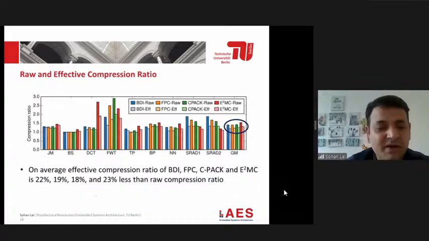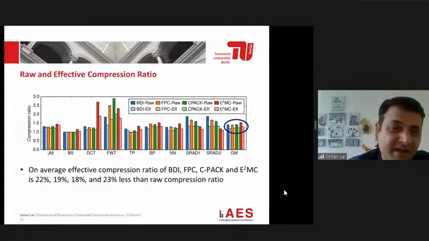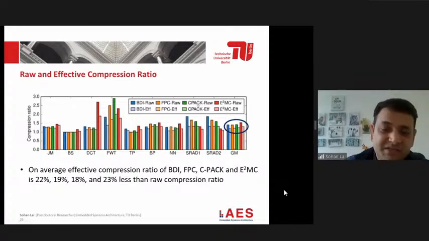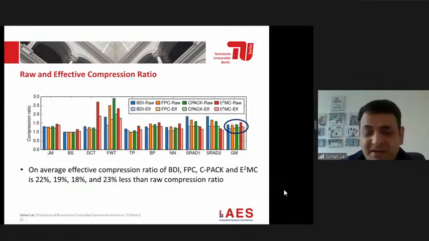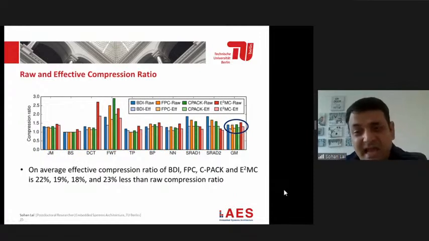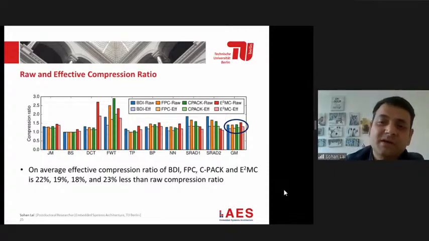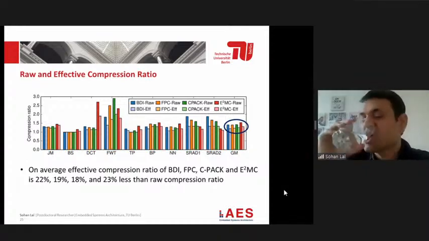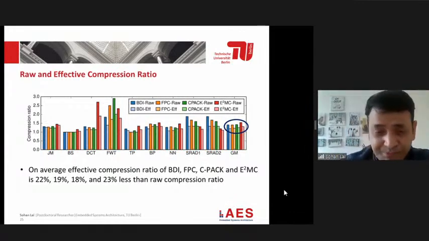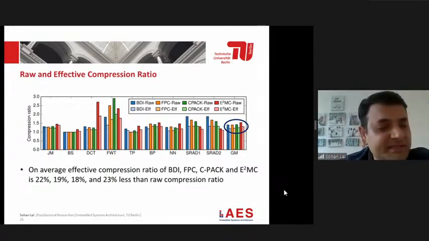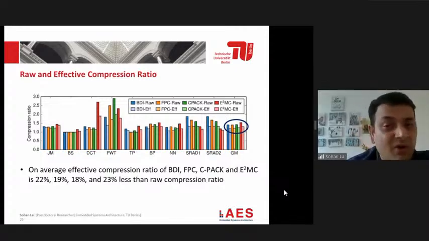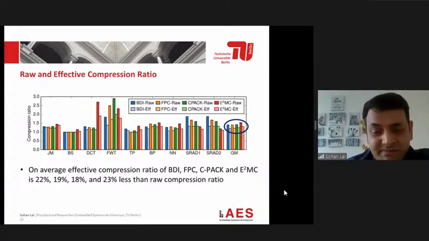This was a dummy example, then we ran a lot of benchmarks for different techniques. These are the different techniques: BDI, frequent pattern compression, C-PACK, and one developed by us, E2MC. And again, if you're just focusing on the averages, the second bar, which shows the effective compression ratio, is always lower than the first, on average around 20%. So we found that several lossless compression techniques have a low effective compression ratio due to this large memory access granularity.